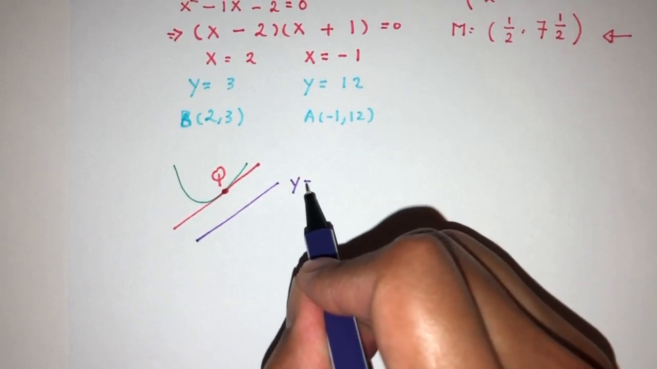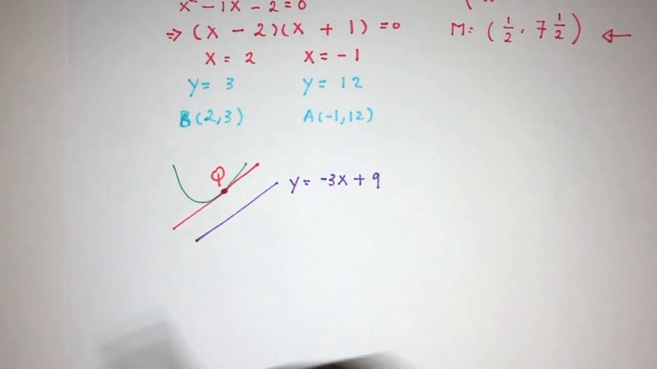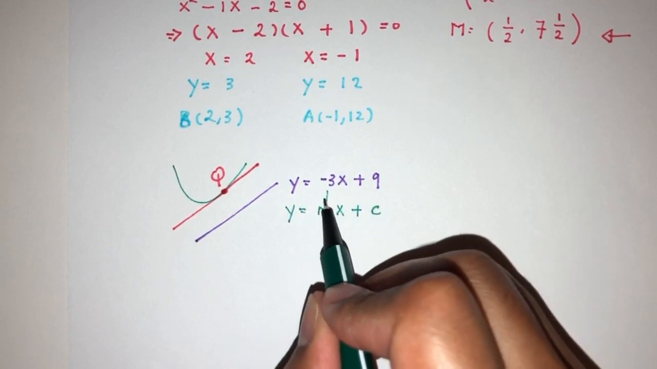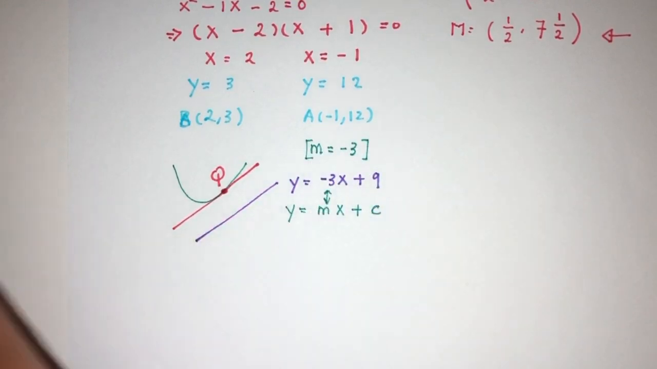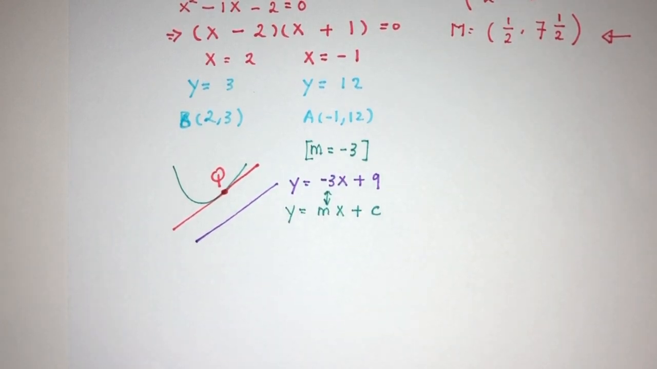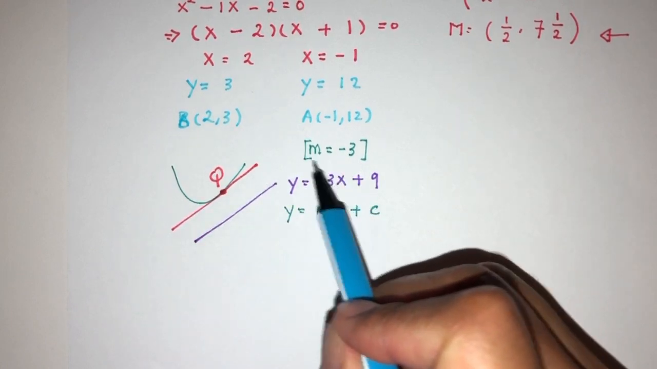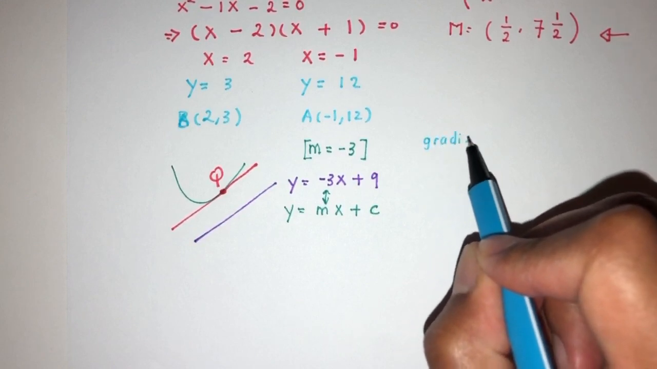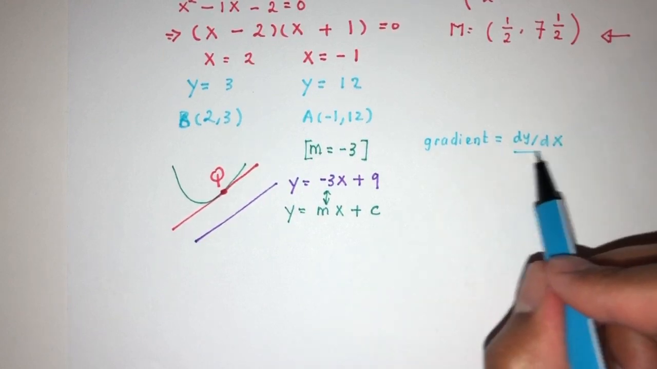Now this line is y equals minus 3x plus 9, and by comparison with y equals mx plus c, we realize that m is equal to minus 3. So the gradient has to be minus 3. Which means the concept behind this question is I have to find the point Q such that my tangent here has a gradient of minus 3. Now we understand that the gradient is simply dy by dx. Right. So now let's find dy by dx first.